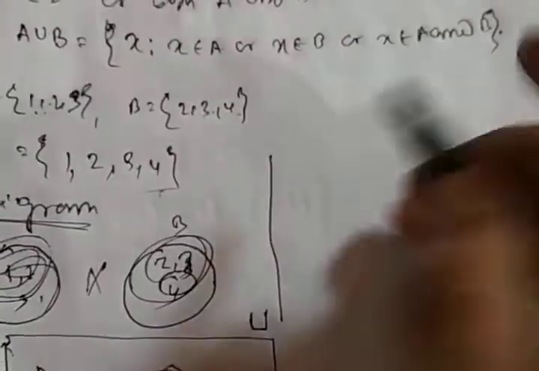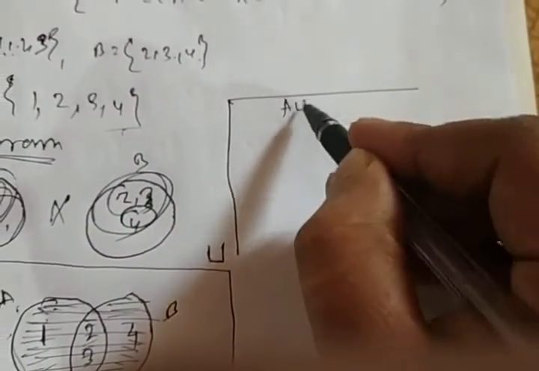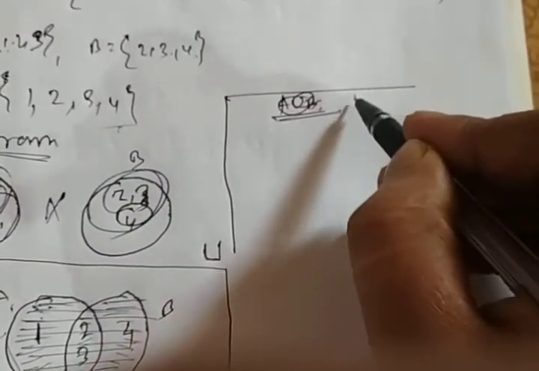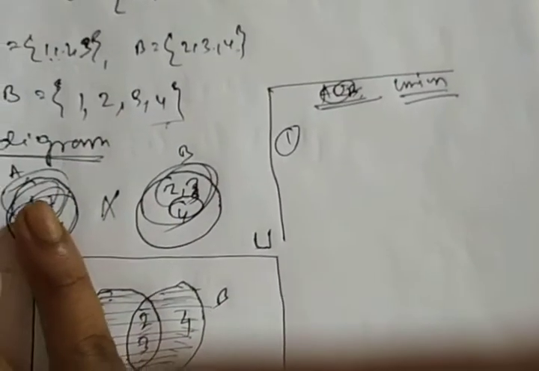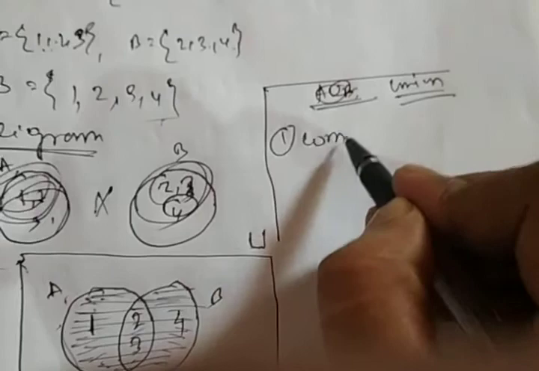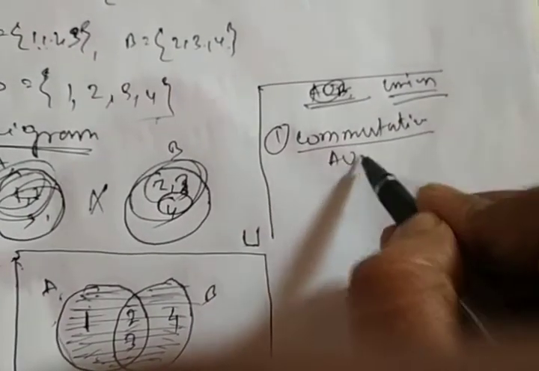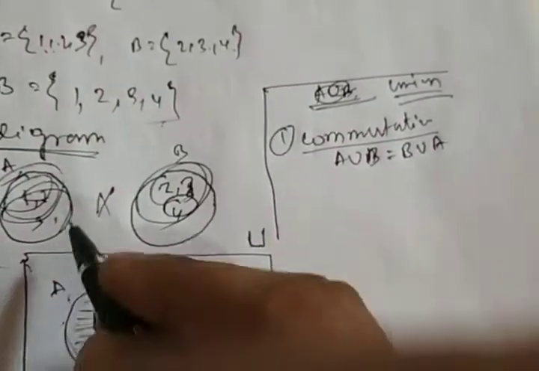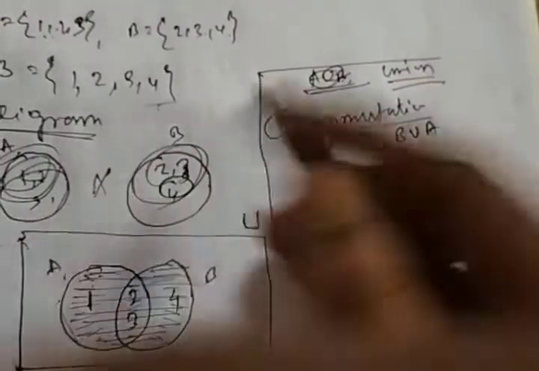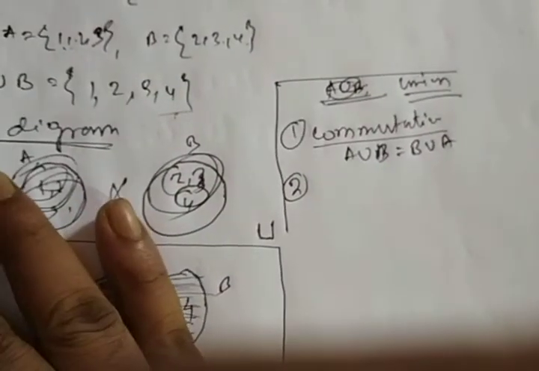Now, some properties of A union B, the properties of union. The first property is commutative. Commutative means A union B equals B union A. Okay, this is an obvious case. Commutative is obvious, so you don't have to prove that.